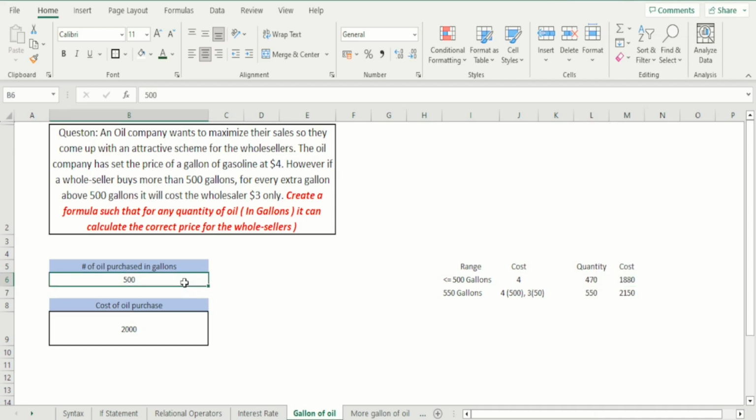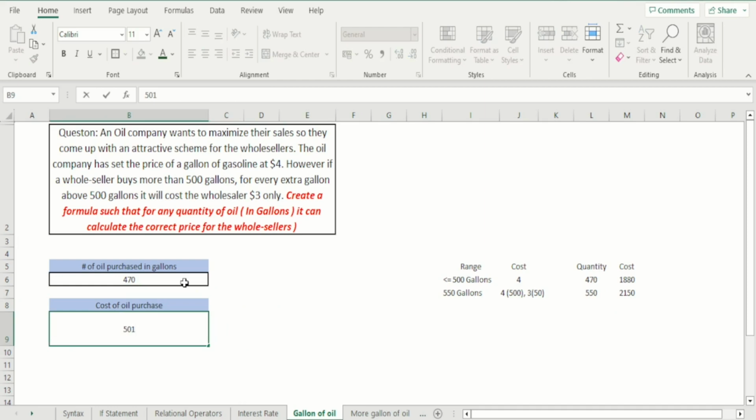Let's see. Let's change this to 470. There we are. So far, it's worked just fine. But now we have the acid test. What happens when it goes above 500? So let's take the example of 501 gallons. Let's say a wholesaler has bought 501 gallons.